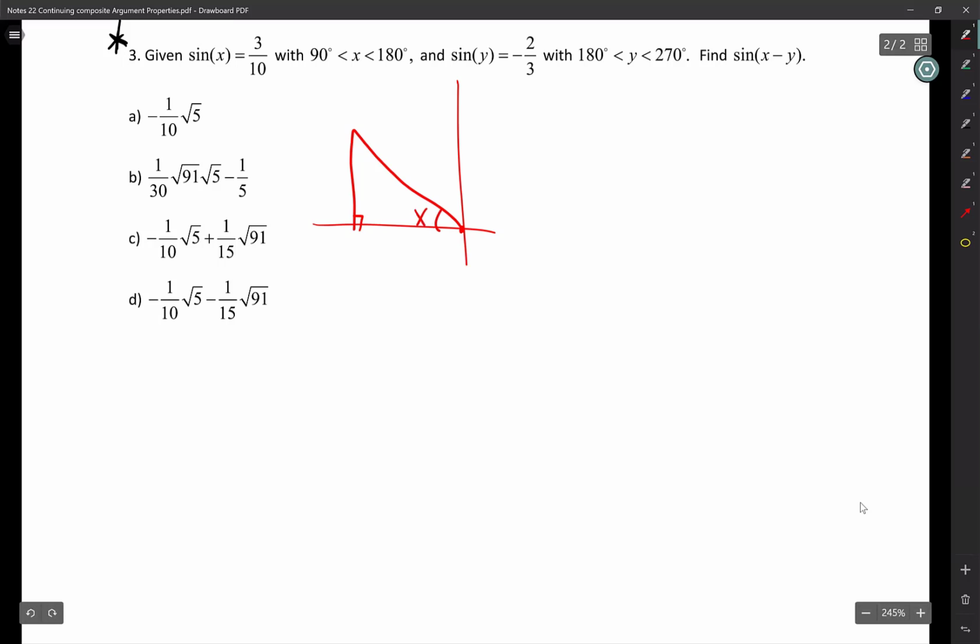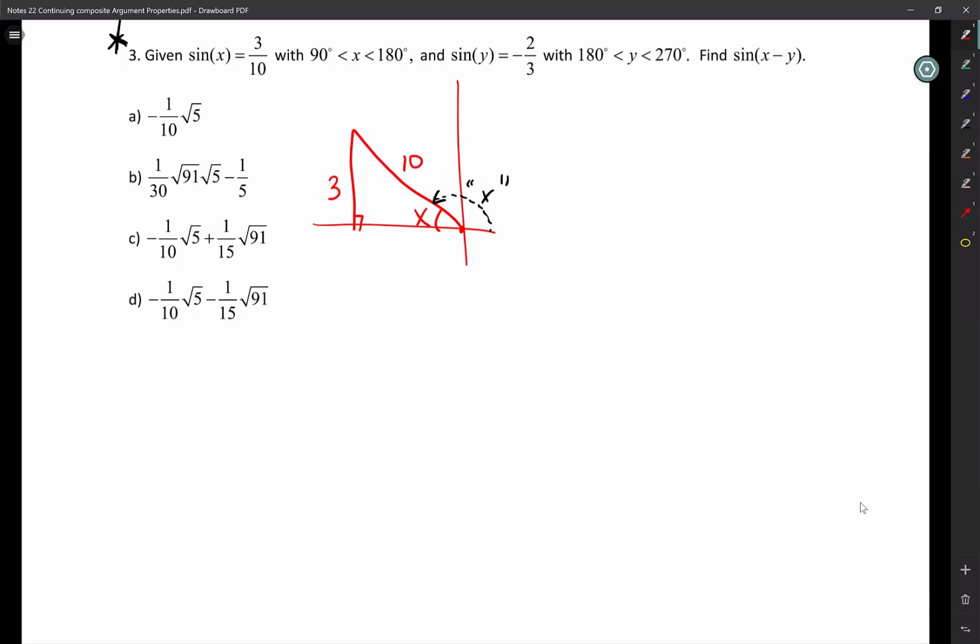Angle x is this one. I mean, really, the reality, angle x is really this guy. That's angle x. But we're using that guy to help us out, the interior one, or your reference angle. So sine x is 3/10. So I put a 3 here and a 10 there. Sine is opposite over hypotenuse.